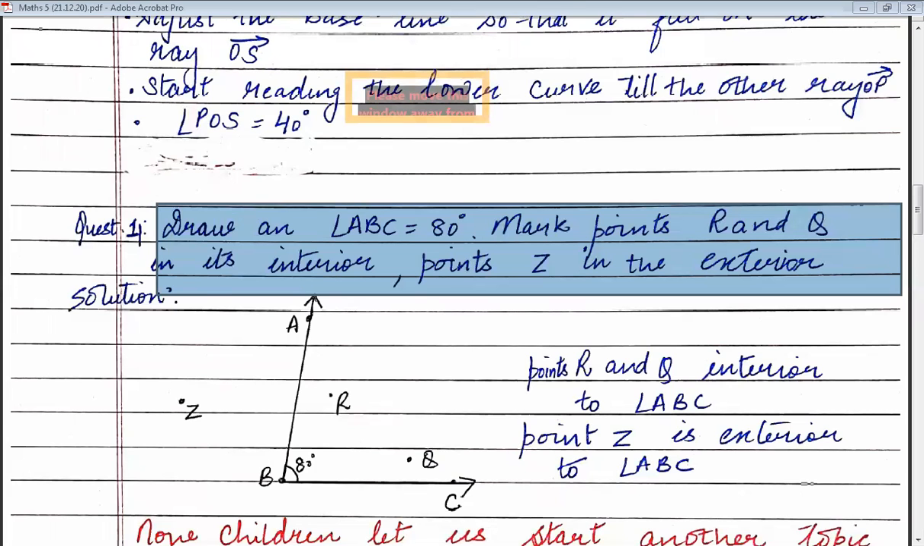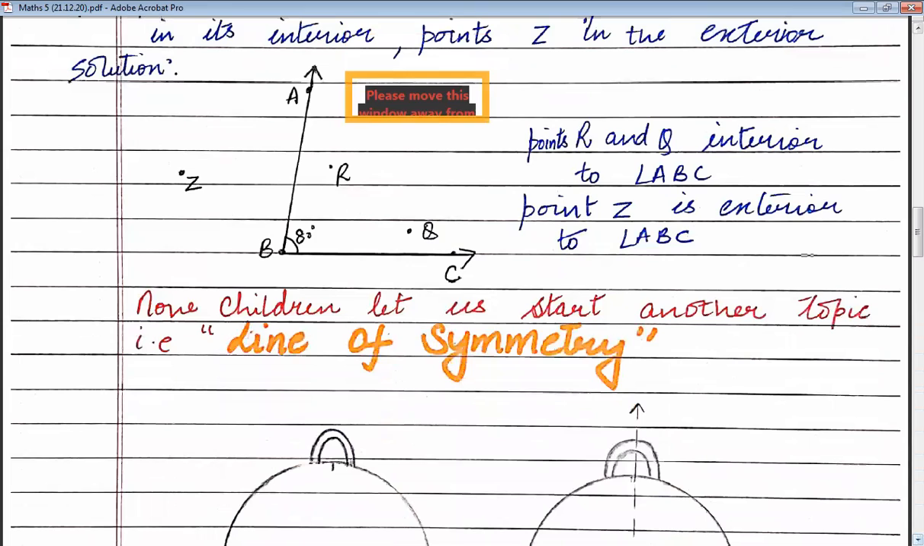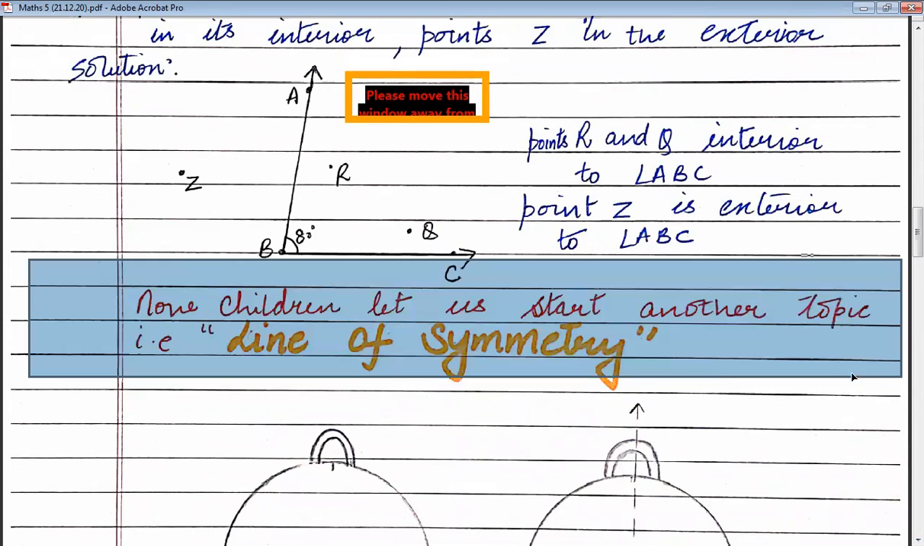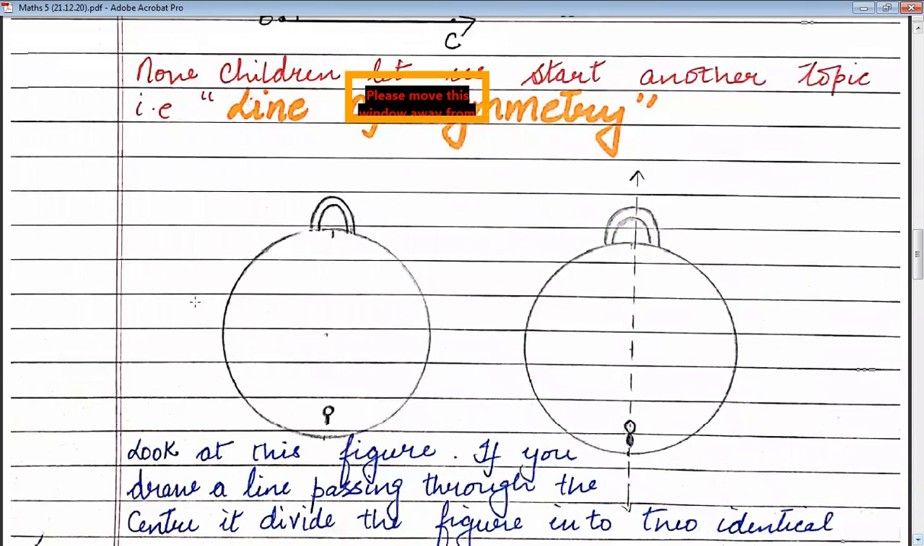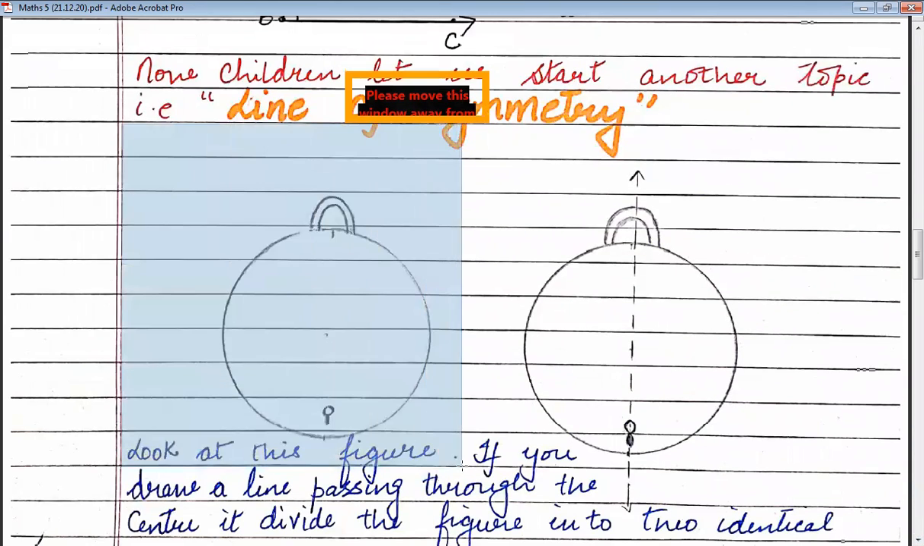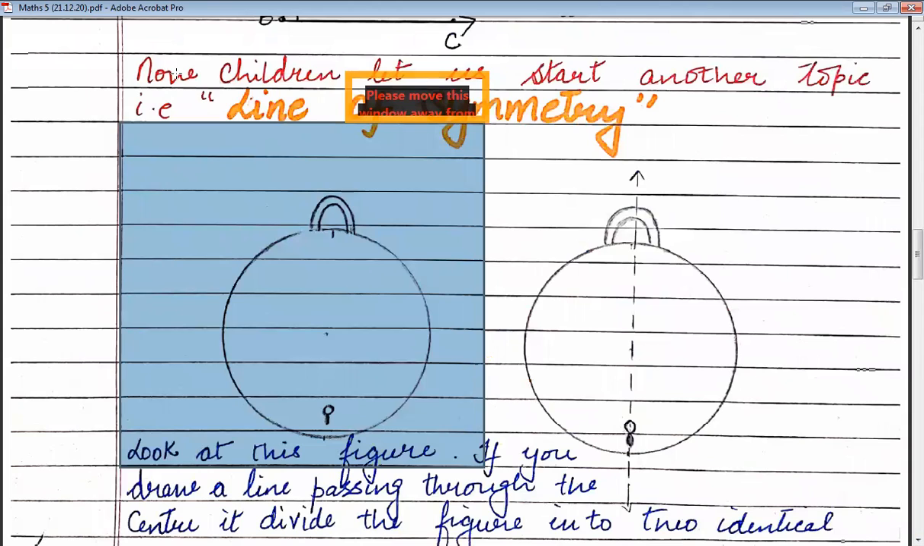Now let us move on to our next topic, that is line of symmetry. What is our next topic? Line of symmetry. Let us discuss this topic by taking an example. Now children, look at this figure. This figure is something like a lock.